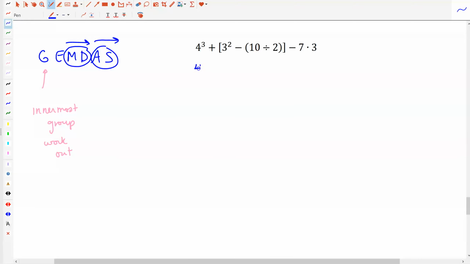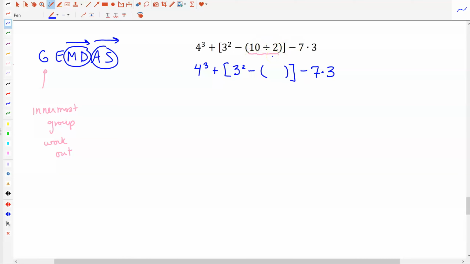So right now I don't want to look at this 4 cubed. I don't want to look at this plus sign. I want to look at this inner group right here. So I'm not even going to look at this 3 squared or this minus sign. I'll carry down the parentheses once I'm done figuring out what's inside there, and then minus the 7 times 3. All of that stuff I don't want to look at yet. I just want to look at this innermost group.